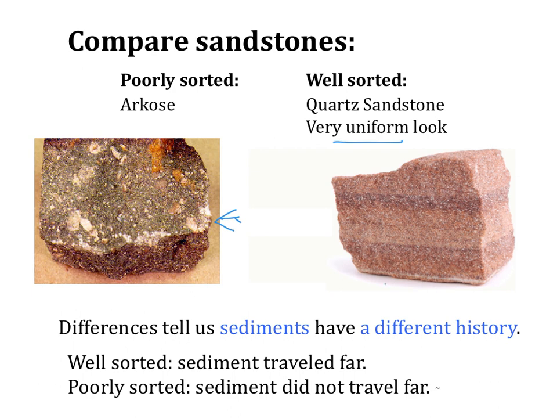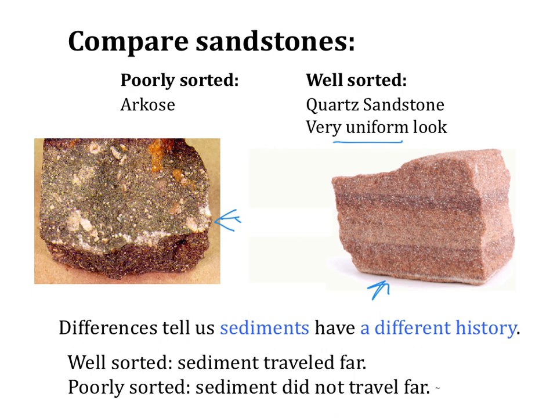Again, well sorted tells us that the sediment traveled a long distance. So the quartz sandstone likely formed from a beach, and the sediment on the beach was mostly quartz, and that's because that sediment had traveled far enough from its source rock where it broke off that most of the other minerals had been weathered away, and all of the quartz grains had been broken down into about the same size, and their sharp corners had been rounded off.